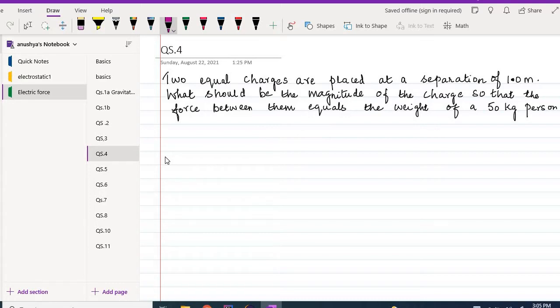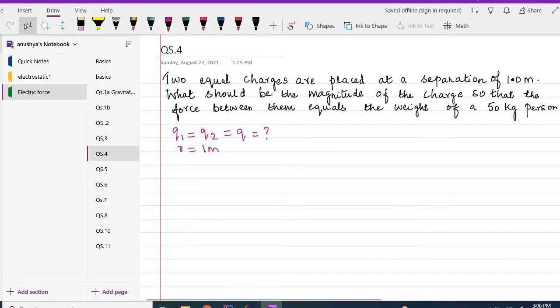Two equal charges are placed at a separation of 1 meter. What should be the magnitude of the charge so that the force between them equals the weight of a 50 kg person? Given is Q1 is equal to Q2, that is, two charges are equal. So let it be Q. We have to find the magnitude of this charge, and the distance is equal to 1 meter.